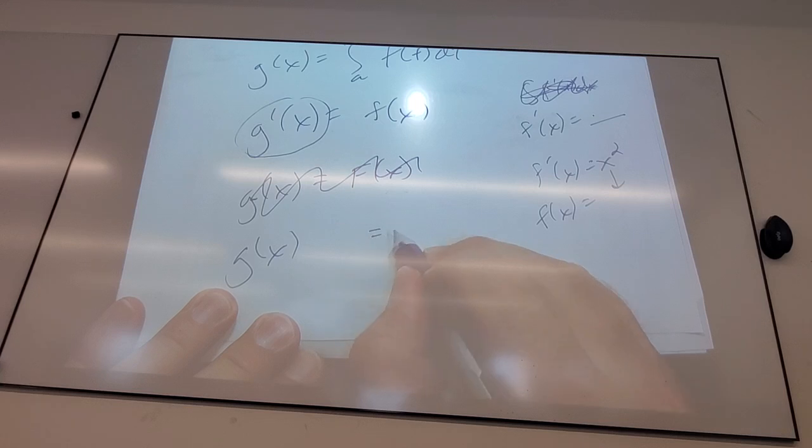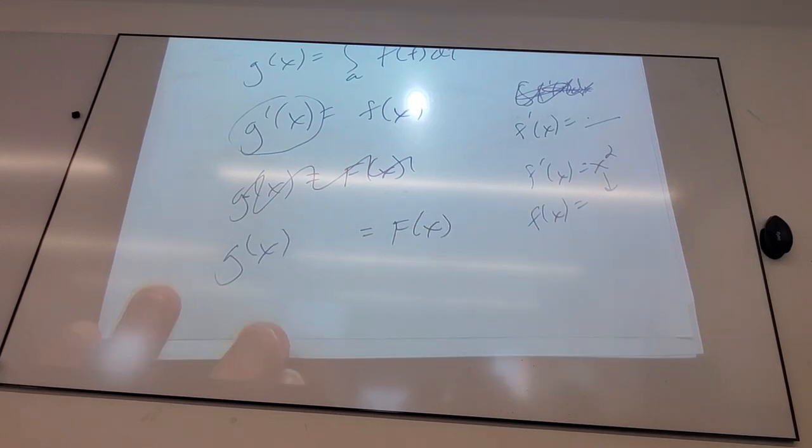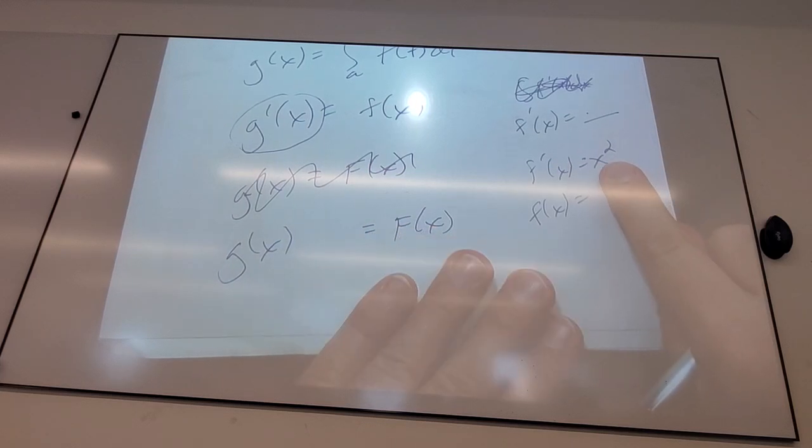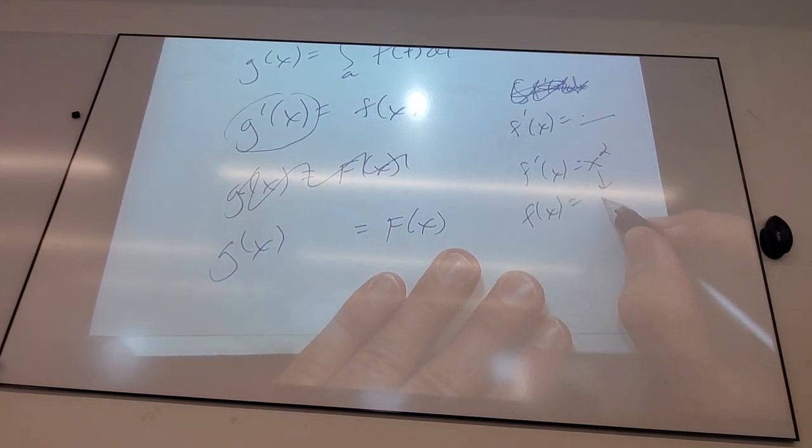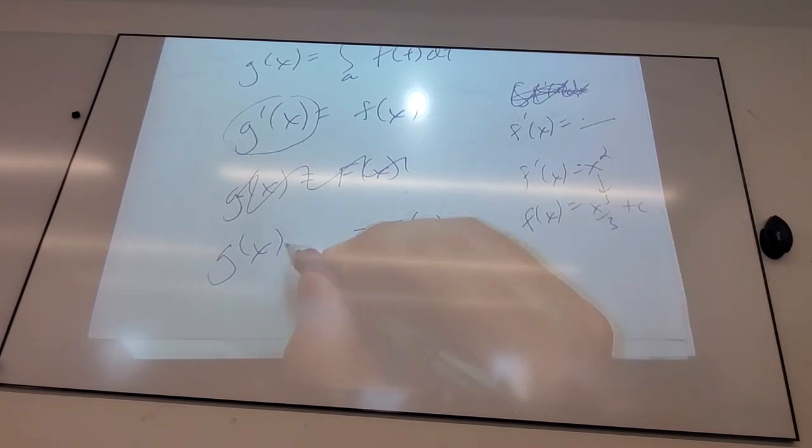Leave some room after g of x. There is one thing wrong with this, because, for example, if g prime was x squared, what's the antiderivative of x squared? You can do it. Yes, x cubed over 3, plus C. There you go, so plus C.